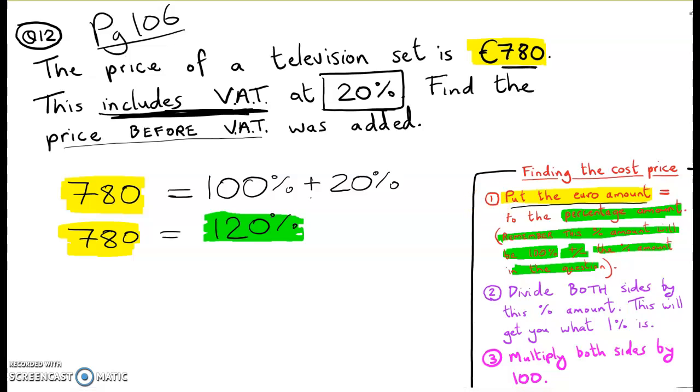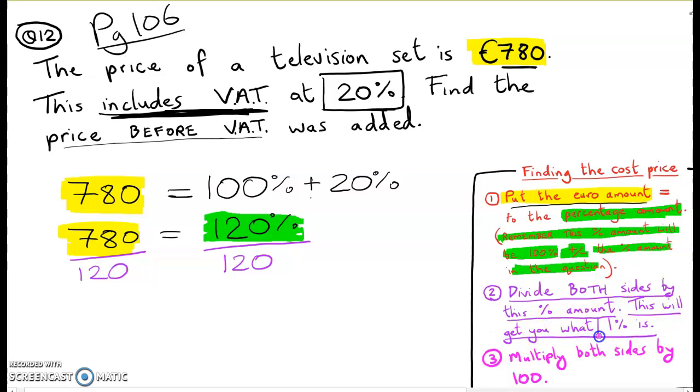Now, step 2. Divide both sides by this percentage amount. So divide this side by 120 and divide this side by 120. Now we're doing this because we want to get what 1% is. And if we divide 120% by 120, we're just going to be left with 1. Over here, let me do it on the calculator. 780 divided by 120. We get 6.5. And over here obviously we just get 1.